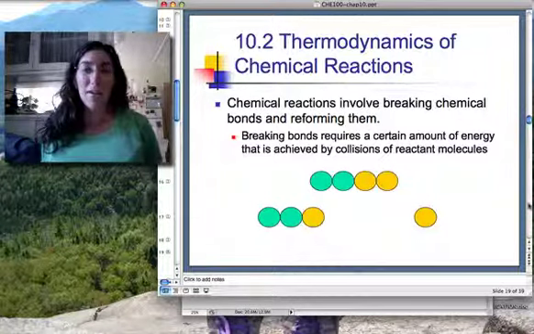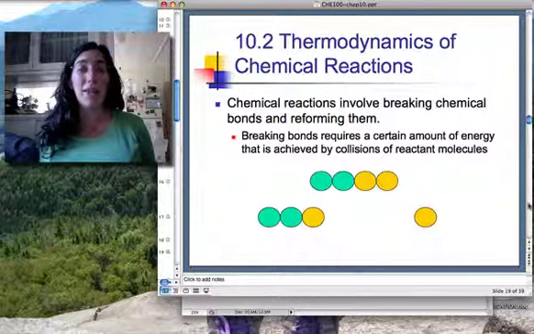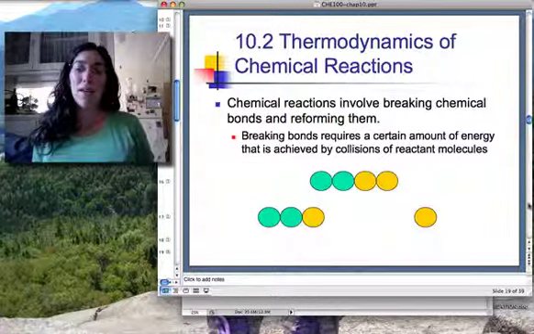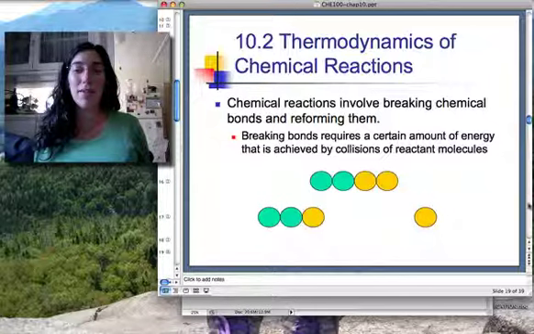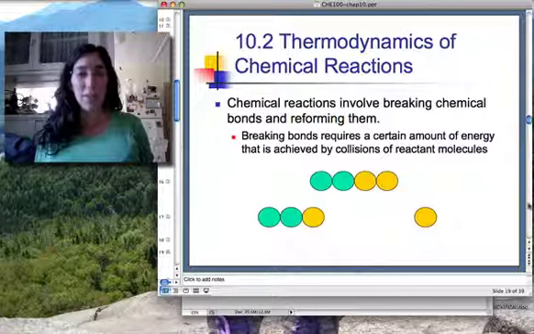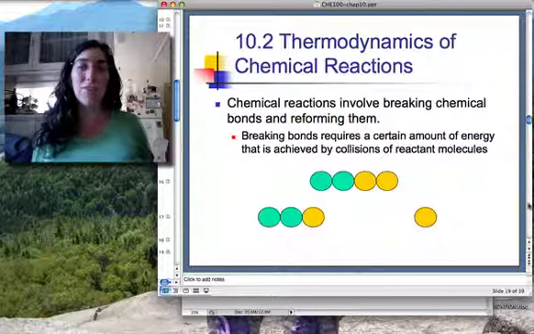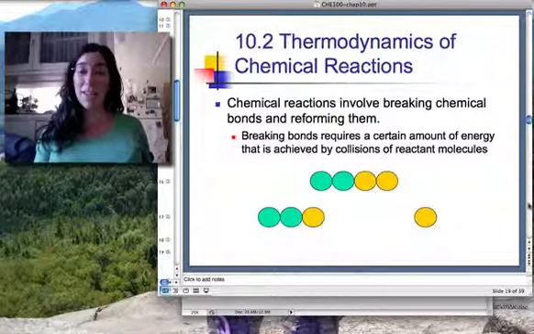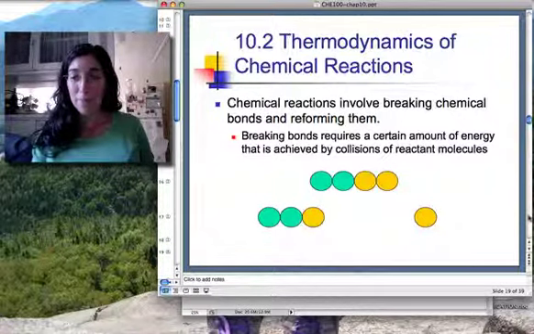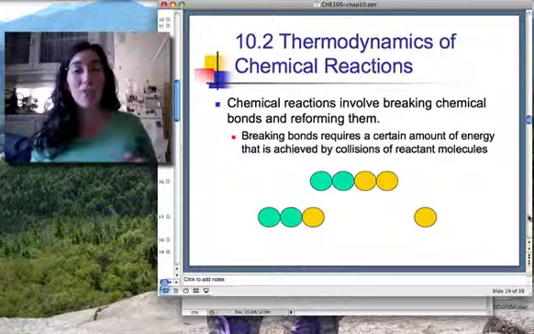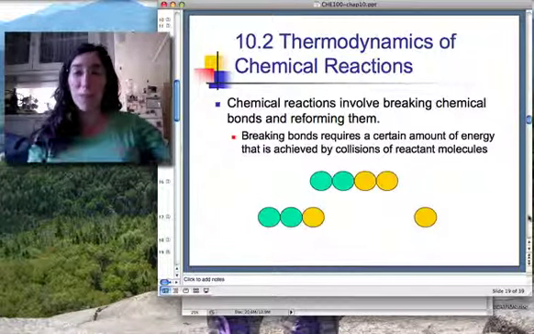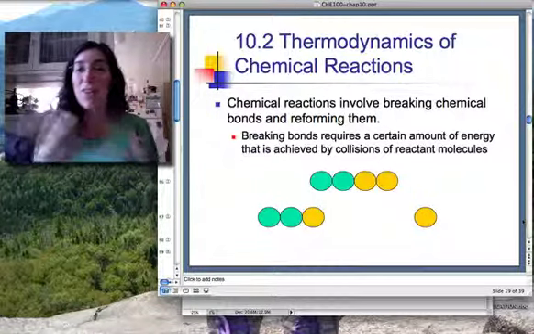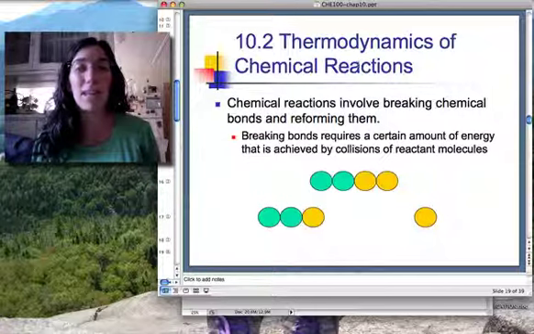What we're going to talk about a little bit is something called thermodynamics. When bonds are formed and broken, there's energy that's transferred. Bonds actually contain energy, and it takes energy to break chemical bonds. When you form chemical bonds, you then capture energy in those bonds. So there's a lot of energy involved. That's where the thermodynamics comes in, thermo meaning heat.